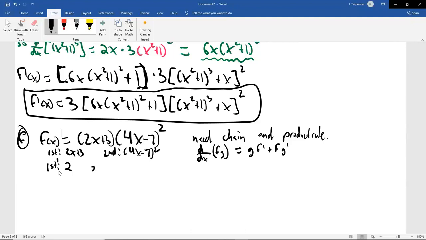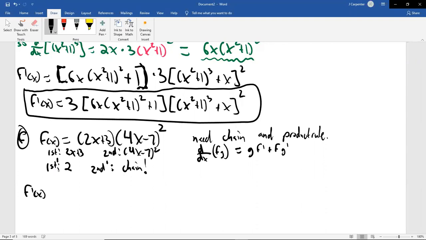And the derivative of the second, well, we're going to have to chain because of the inside and the outside. So I'll hold on to that for a minute. I don't want to chain it yet. I just want to show what our derivative looks like initially.